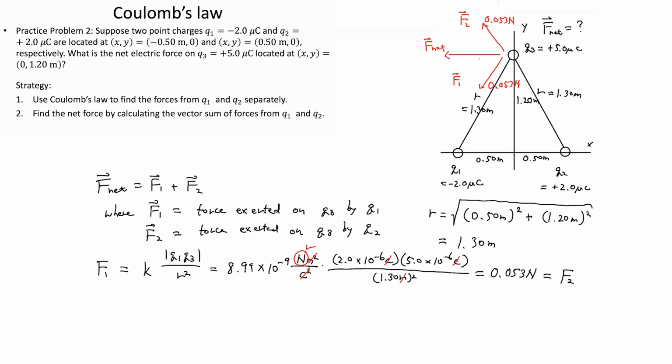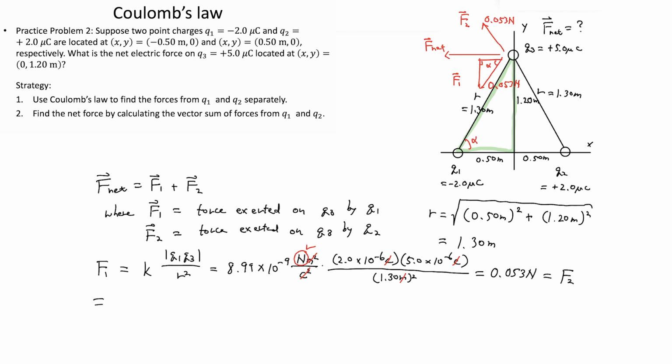Let's make a right triangle using F1 as its hypotenuse. Here's the right angle, and let's call this angle alpha. This triangle and the triangle in green are similar triangles, which makes this angle also alpha. This will become important a bit later.